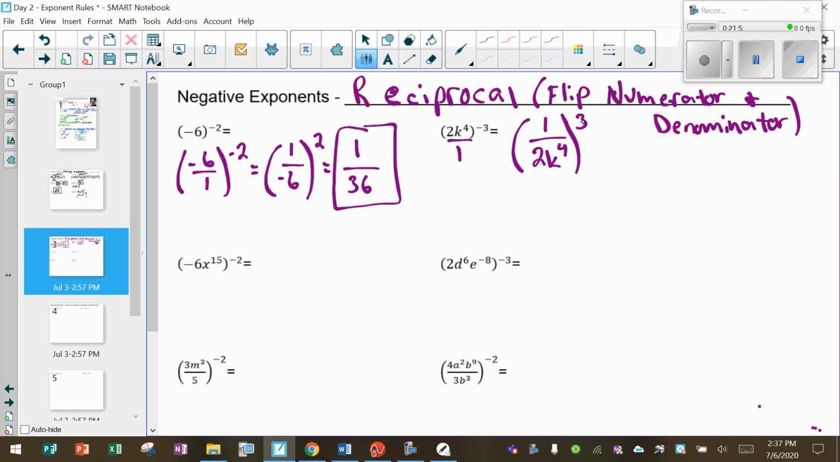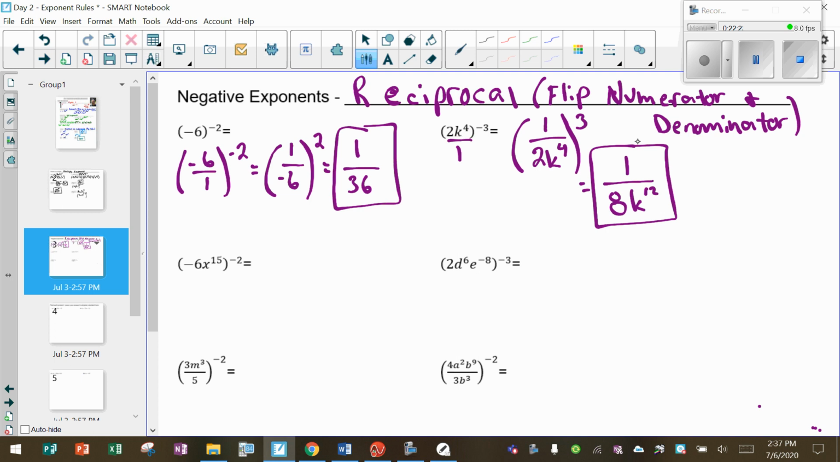Once that action has taken place and you flipped it, you can turn the exponent into a positive number. 1 to the third, 1 times 1 times 1. 2 to the third, 2 times 2 times 2. And then k to the fourth to the third, remember we multiply exponents. So that's the final answer. Pause it, try the next two, or just try the next one and then come back.